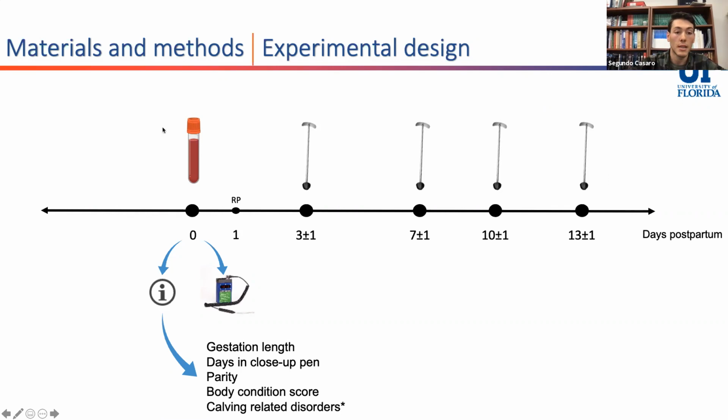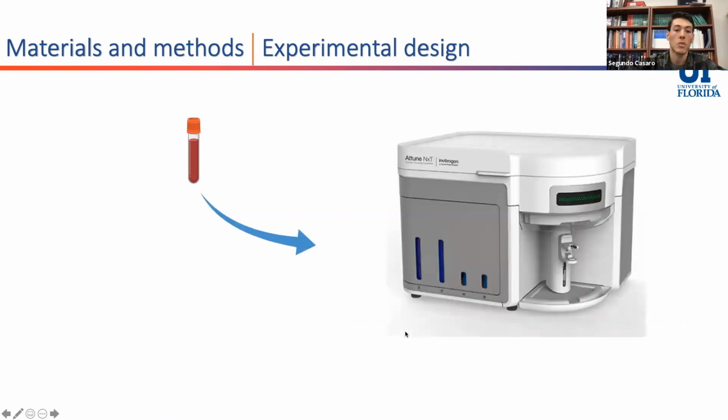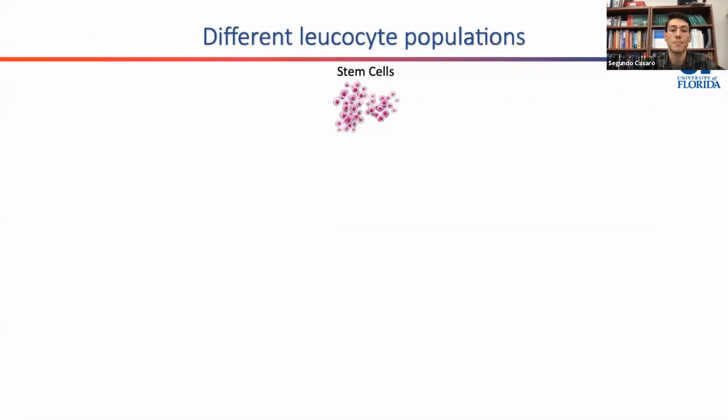Then with this blood that we took on the day of calving, we performed flow cytometry. This is the flow cytometer that we used here in Dr. Driver's laboratory. And in here, we wanted to characterize the different leukocyte populations. And for that, we used different markers. So for myeloid cells, we use CD172 alpha.